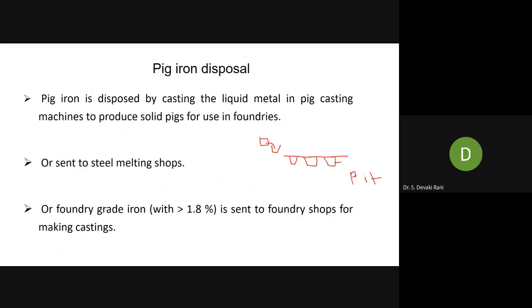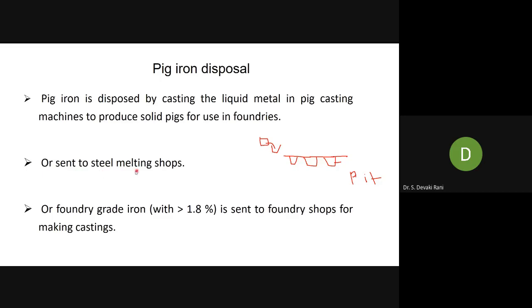Pig iron can go directly to the steel melting shop. When the steel making shop and the blast furnace are synchronized, this pig iron can be taken directly to the melting shop. When the steel melting shop is not synchronized with the blast furnace, or when the steel making shop can take solid pigs, then we can solidify the pig iron and again remelt it in the steel making shop.